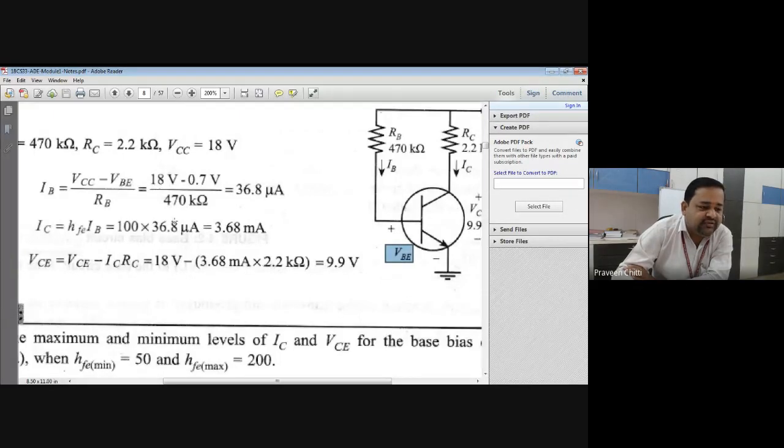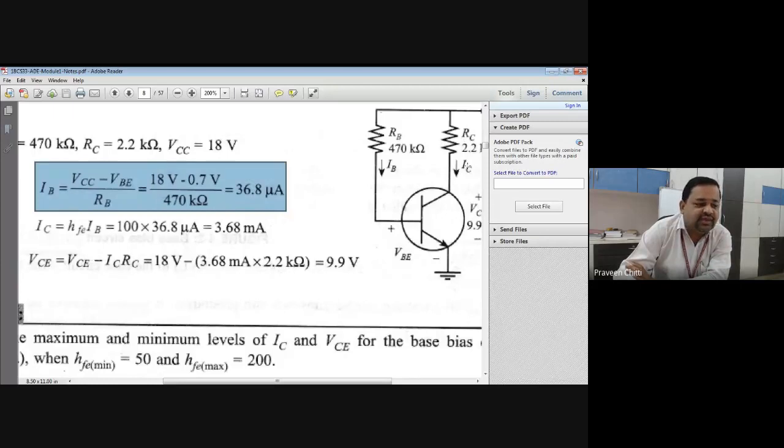You can use your calculator. You will get the value of IB as how much? 36.8 microamperes, because here kilo is there. Kilo means 10 to the power 3. Micro means 10 to the power minus 6. Once you get the IB, easily you can get the IC.